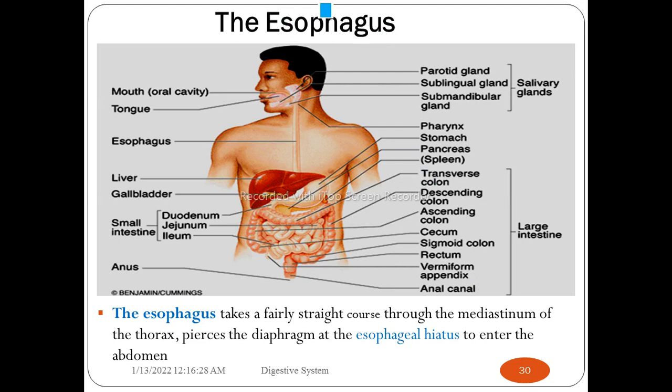So the other organ is the esophagus. The esophagus starts here at the end of the pharynx and continues up to the cardiac part of the stomach. This organ, 25 to 30 centimeters long, is known as the esophagus. The esophagus takes a fairly straight course, like this, through the mediastinum of the thorax; this is the mediastinum. It pierces the diaphragm at the esophageal hiatus to enter the abdomen. At this area there is an opening, known as the hiatus. This hiatus is known as the esophageal hiatus. This esophageal hiatus is the entrance site for the esophagus.